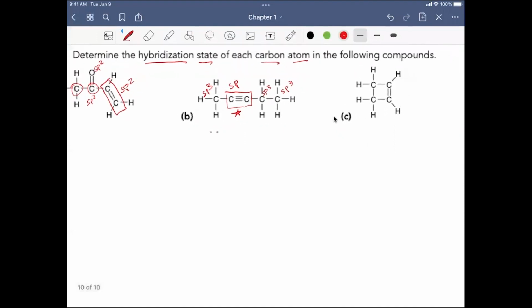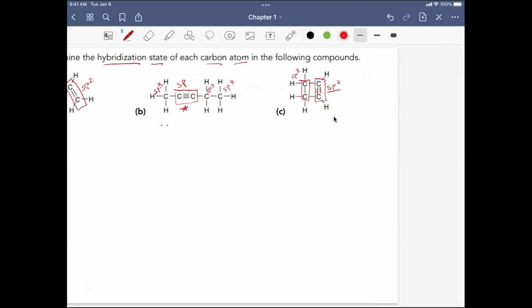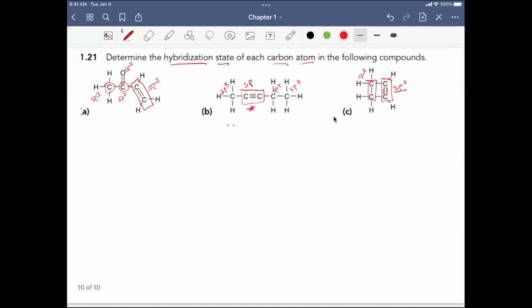This one right here, we have a double bond, which should signal sp2, and then we have single bonds here. So we have a double bond. That double bond is sp2, and these 2 carbons are sp3. They have single bonded octets. All right. And that is all I got for you guys.